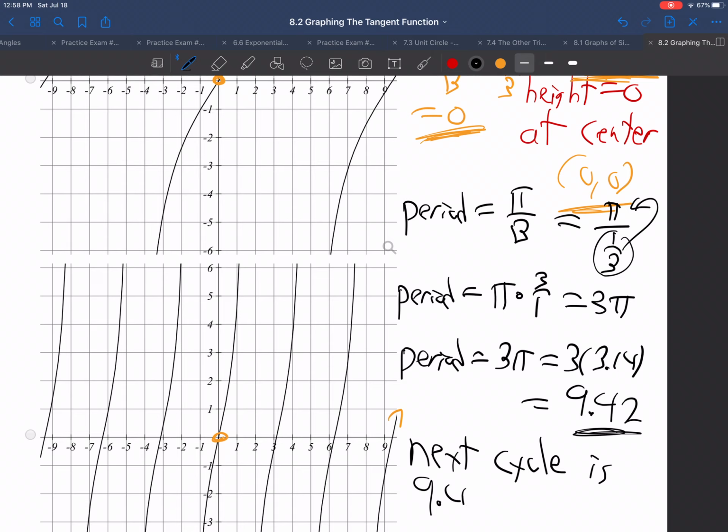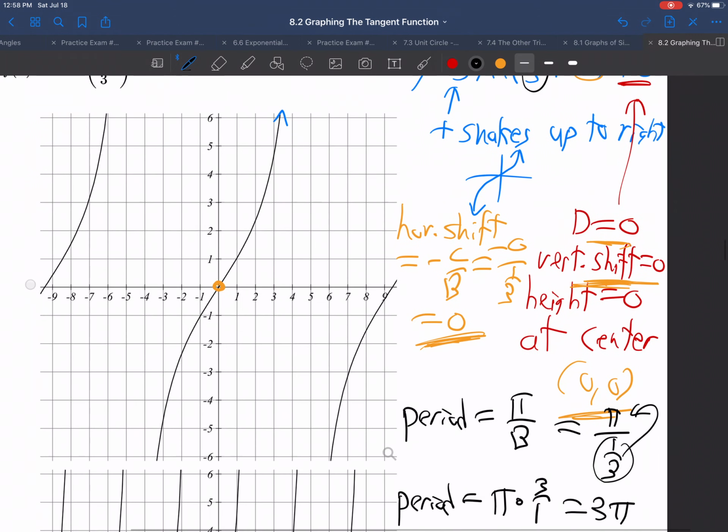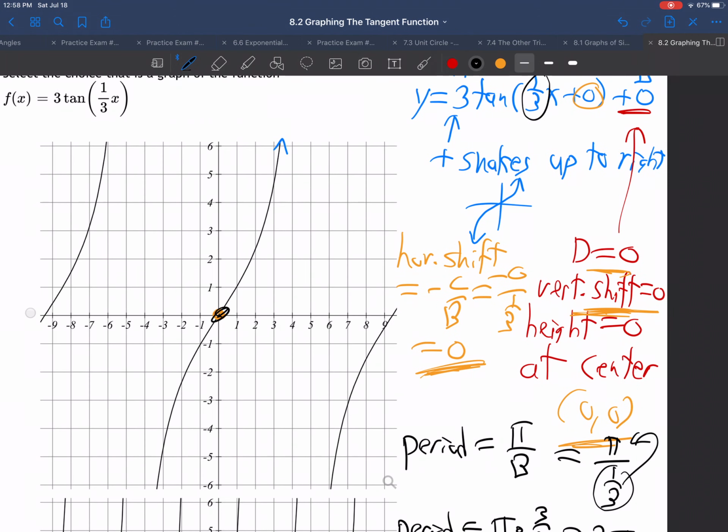So that's where the next cycle is 9.42 away, right? That's what the period is. It's how long until the next cycle starts. It's the width of every cycle, 9.42. Let's take a look. So this one's at 0, 0. Does this one look like it's about 9 away? Yeah, that looks pretty darn good, doesn't it? That's about 9. That looks like 9.4. That's got to be the right answer.